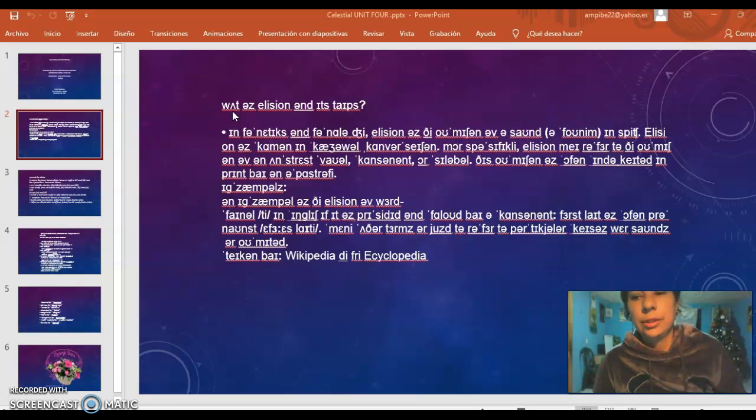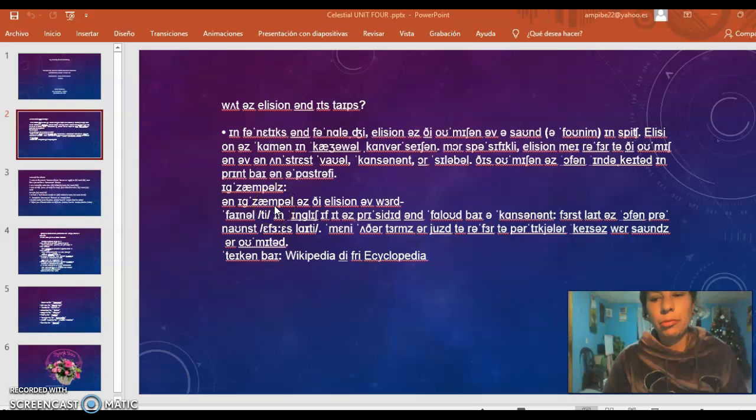What is elision and its types? In phonetics and phonology, elision is the omission of a sound, a phoneme. In speech, elision is common and casual. It is common in casual conversation. More specifically, elision may refer to the omission of an unstressed vowel, consonant, or syllable. This omission is often indicated in print by an apostrophe.